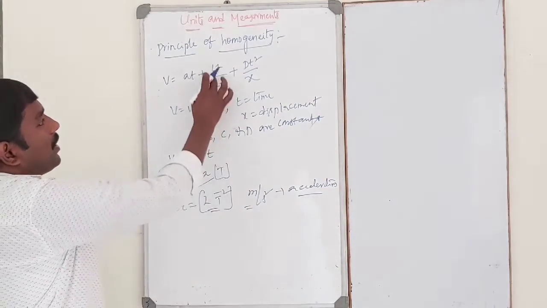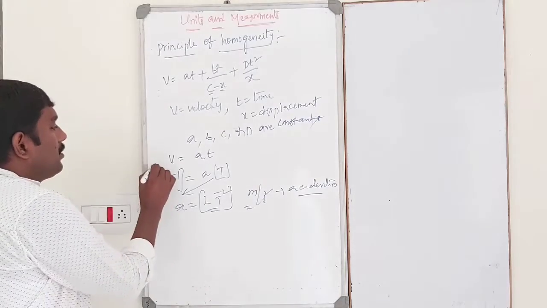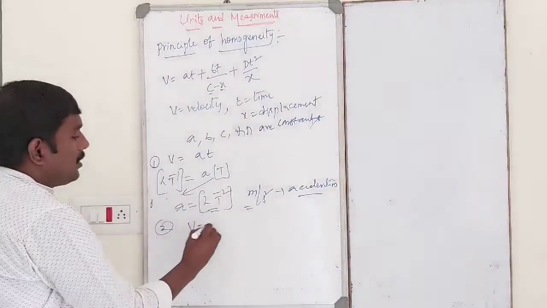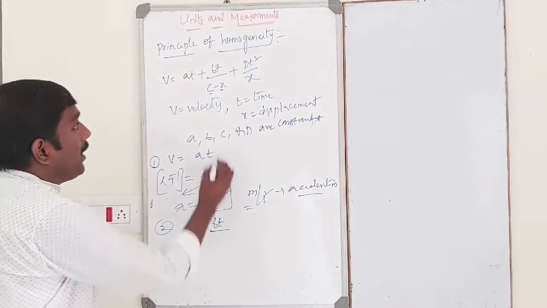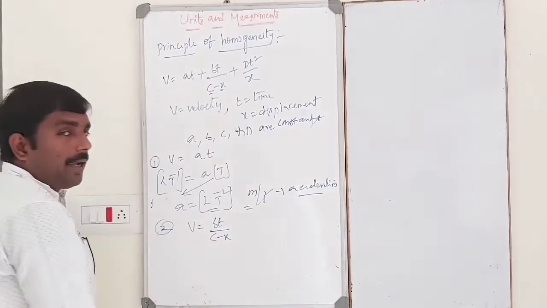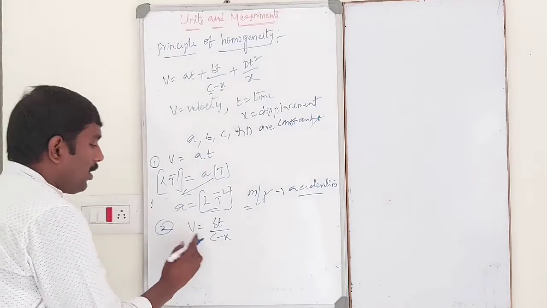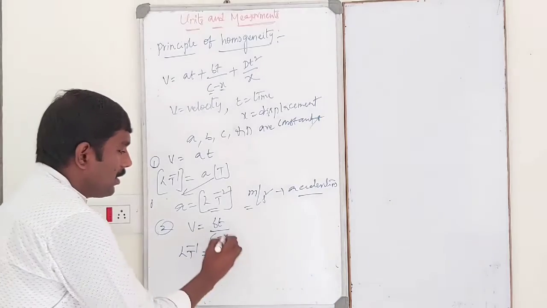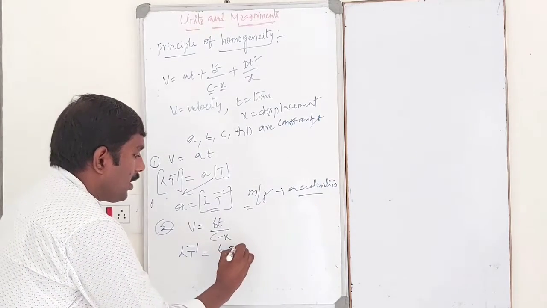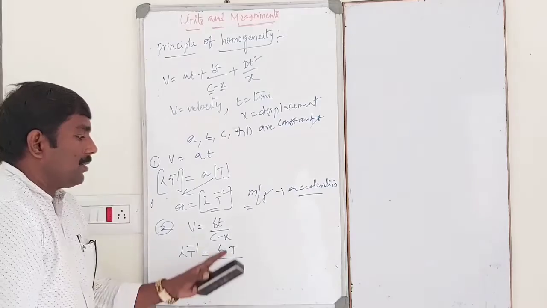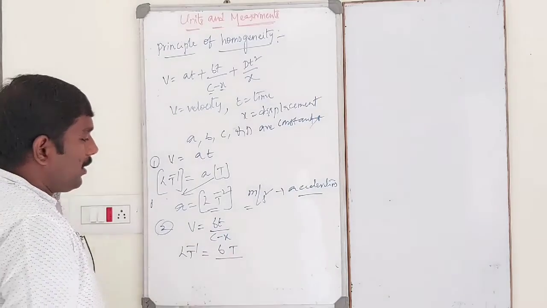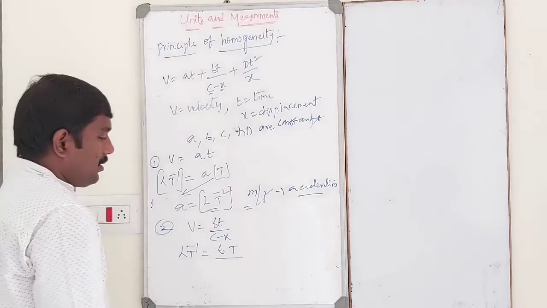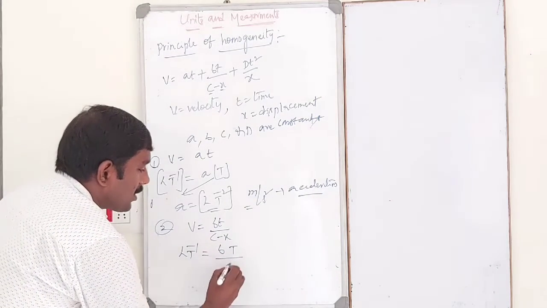Okay, next another one, b. This is the first one, and the second one is c: velocity is equal to bt by c minus x. This is the velocity, LT^-1. b is the constant, T is the dimensional form of time, capital T. c minus x is a displacement or distance, so that is the distance L.